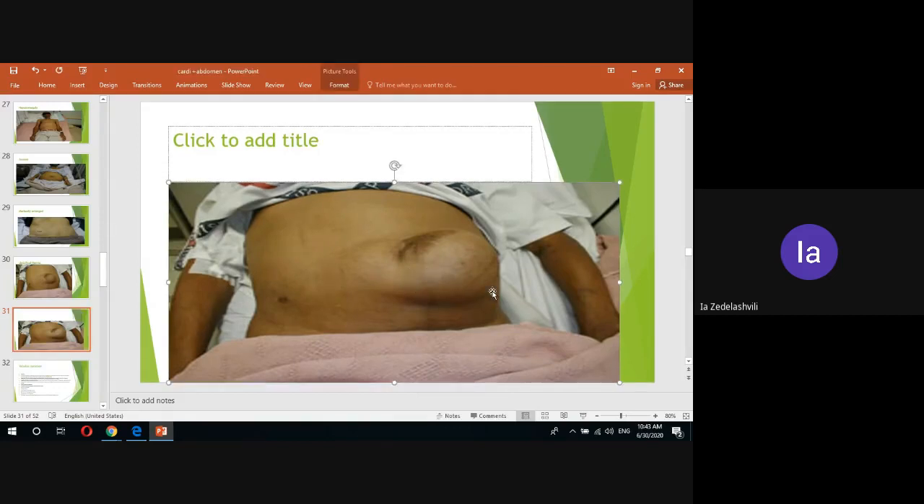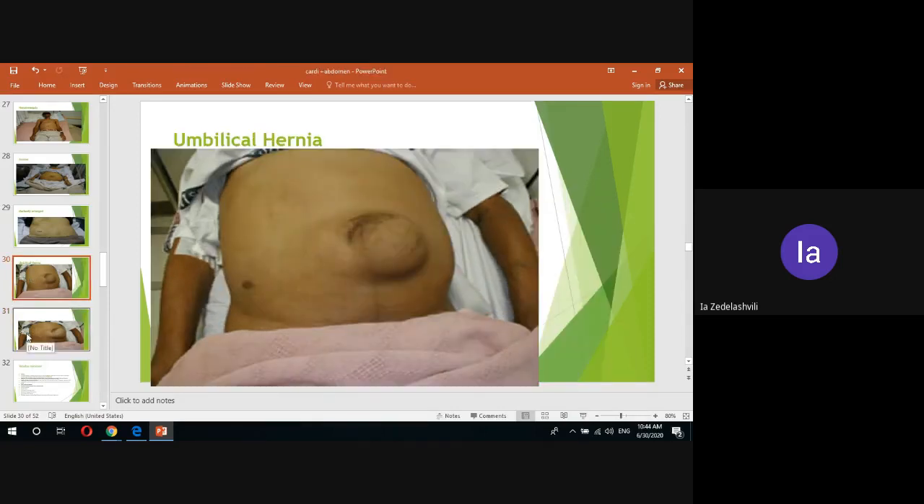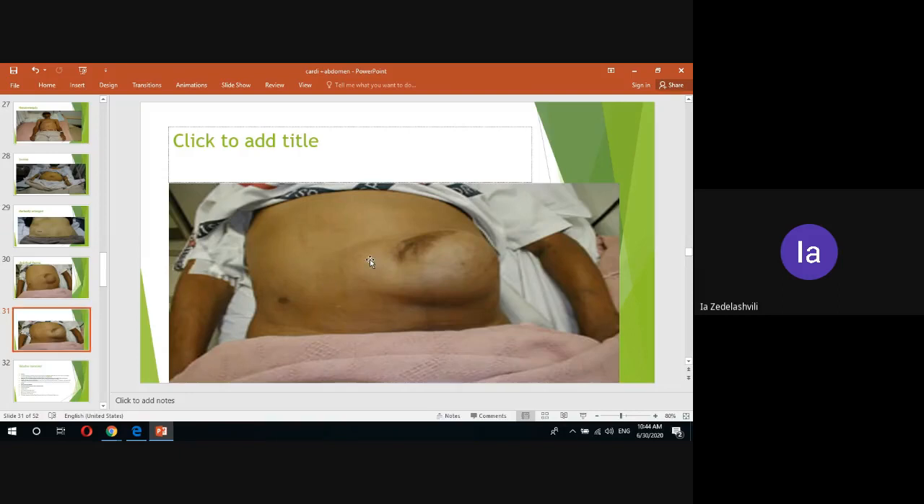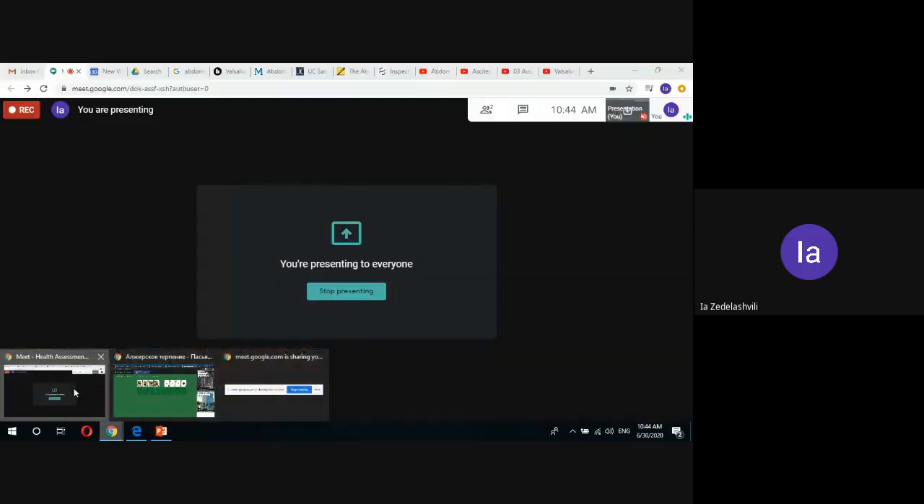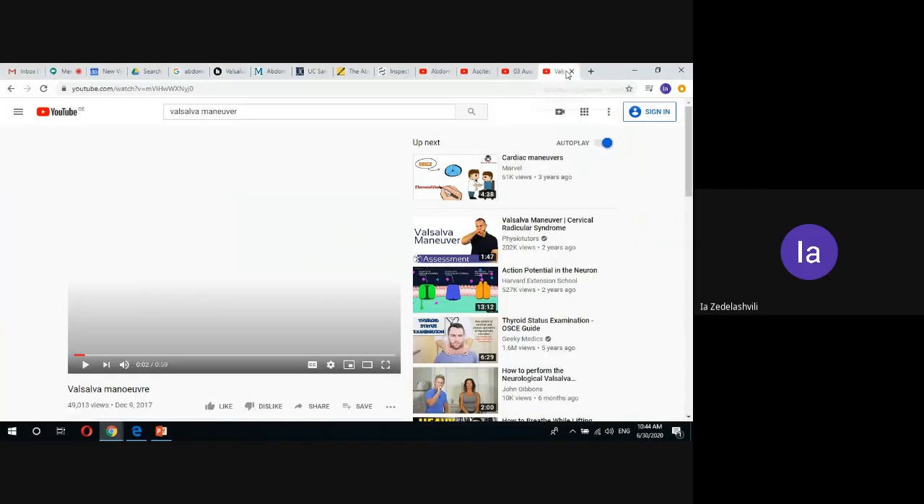Valsalva maneuver. Here, look, when you do the Valsalva maneuver, it bulges out more dramatically. This is the same patient, as you see. After the maneuver, you see how it increased the bulging. Let's see what our Valsalva maneuver is.